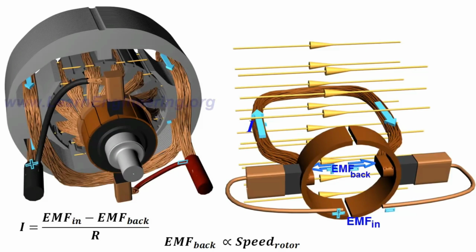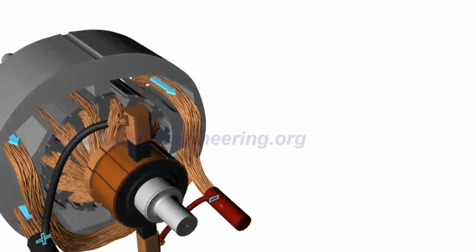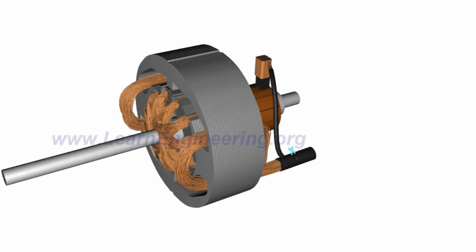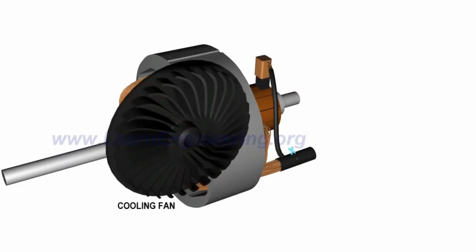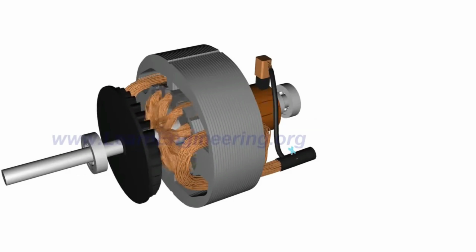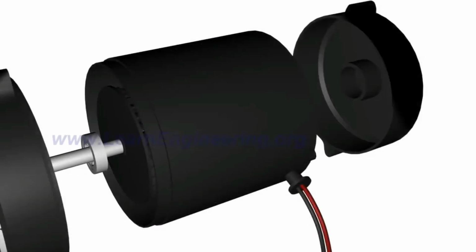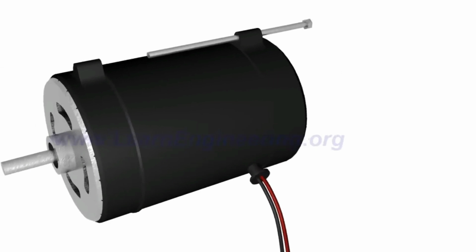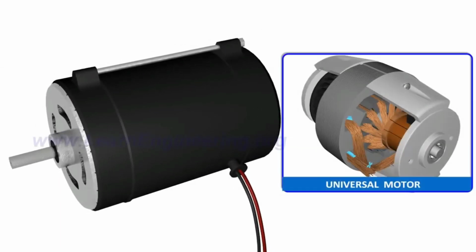At the starting of the motor, back EMF is too low. Thus, the armature current becomes too high, leading to burnout of the rotor. Thus, a proper starting mechanism that controls the applied input voltage is necessary in large DC motors. One of the interesting variations of the DC motor is the universal motor, which is capable of running on both AC and DC power sources.